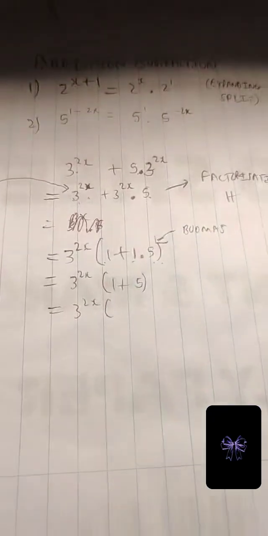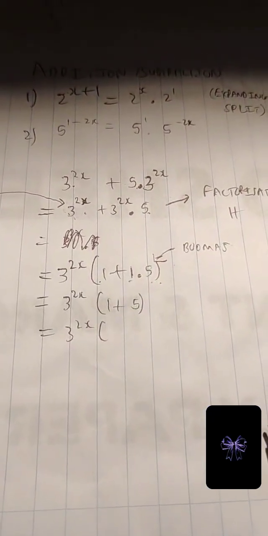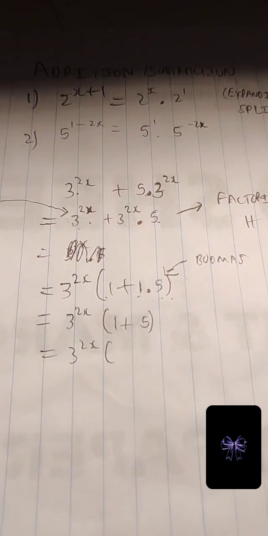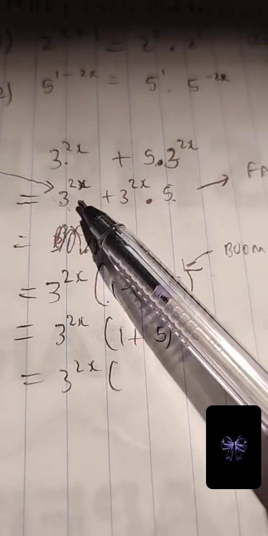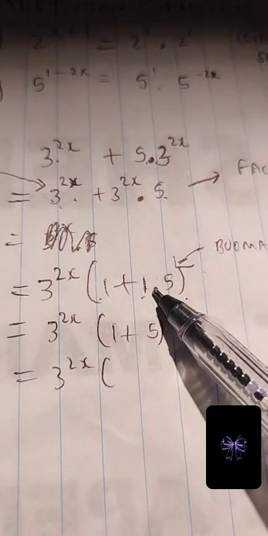But why did we include the 5 in the bracket? Because isn't 3 to the power 2x multiplied by 5 not going to give us the same? Say that again. Why did we include the 5 in the bracket and not outside of the bracket?